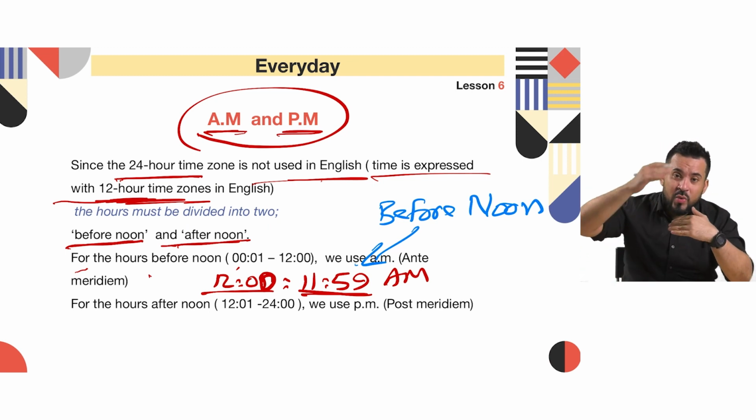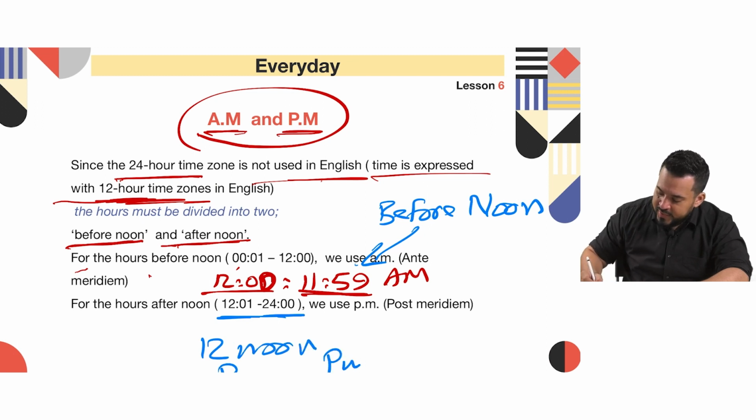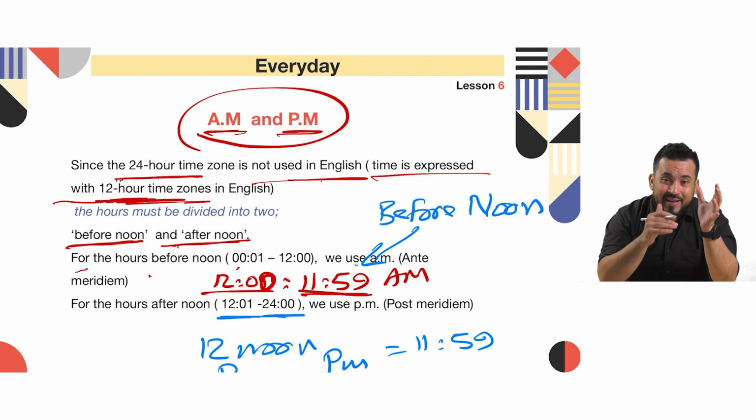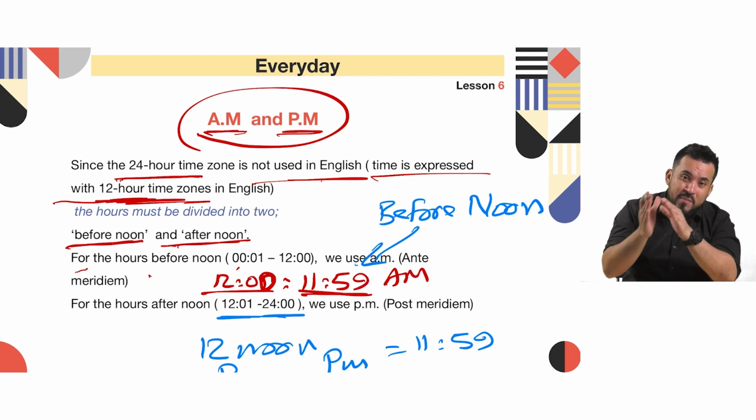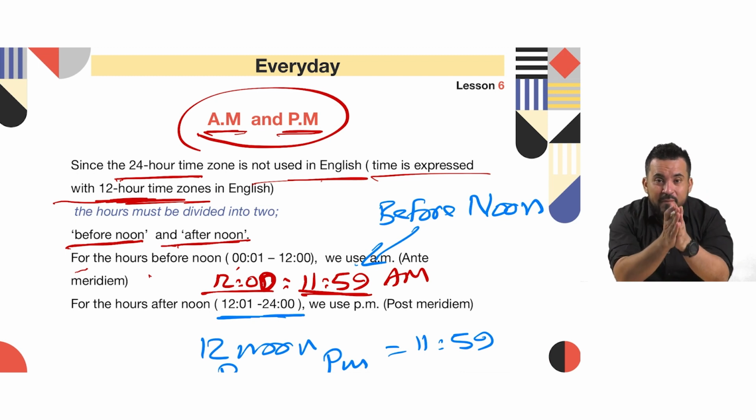Now, once we get to 12 noon, then it becomes PM until 11:59 before midnight. Okay, so 12 noon will become PM until 11:59, 1 minute before midnight. It would stay PM. As soon as we hit 12 midnight, that means it is AM again. Okay, easy.